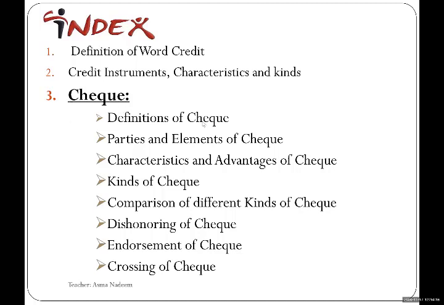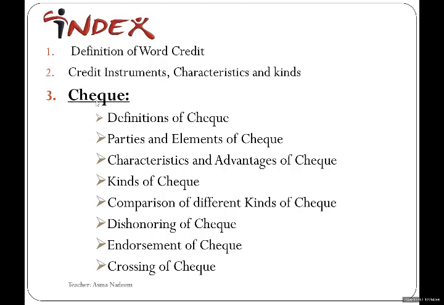We will discuss the definition of check. We will discuss parties and elements of a check, characteristics and advantages, kinds of check. Then we will compare the different kinds of check. We will discuss the reasons why checks are dishonored. What is the meaning of dishonoring of a check? We will see what we mean by endorsement of a check, and we will see how to cross the check. So the first credit instrument, that is a check, credit instrument 1.